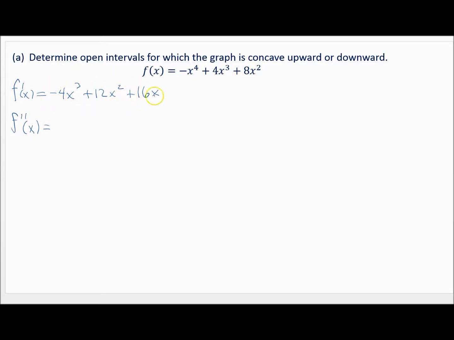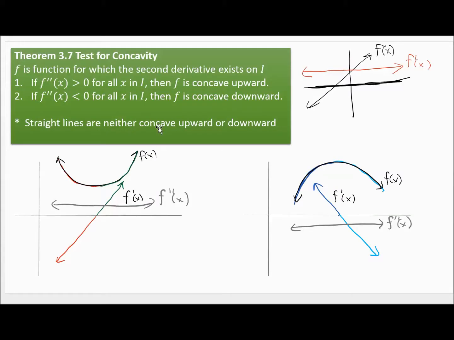So I'm going to take the derivative of the derivative using the power rule. So 3 times negative 4 is negative 12x squared. Don't forget to reduce that exponent by 1. Plus 12x squared, move the 2 in front, that's 24x to the first. And the derivative of 16x is 16. Now, remember, the rule says, if the second derivative is positive, it's concave upward. If the second derivative is negative, it's concave downward.